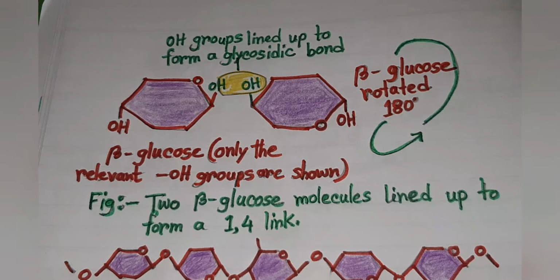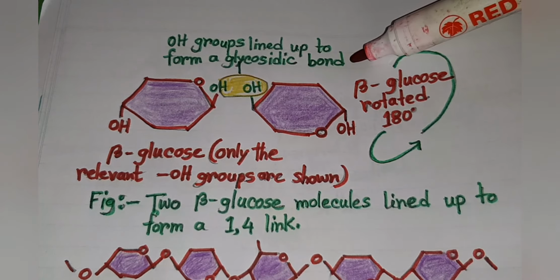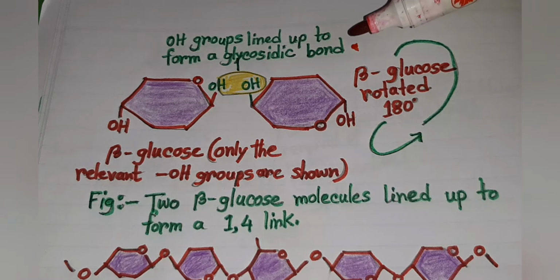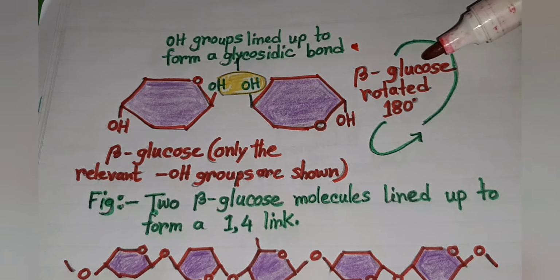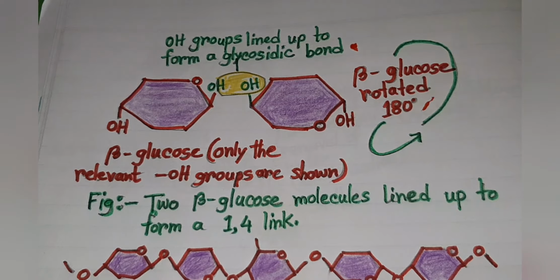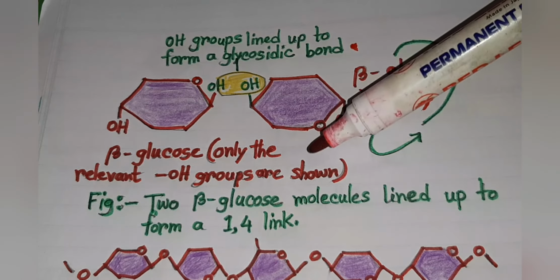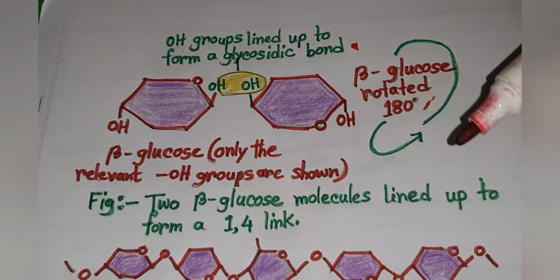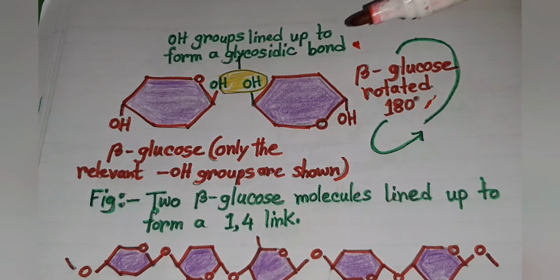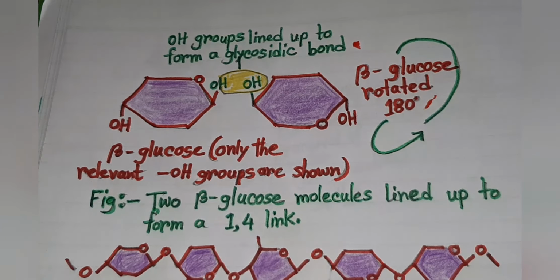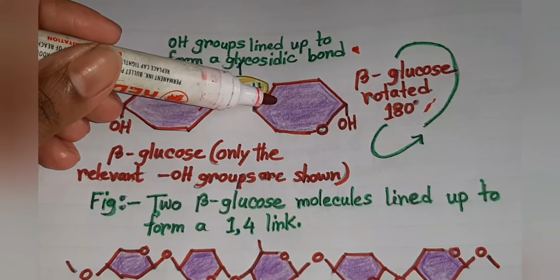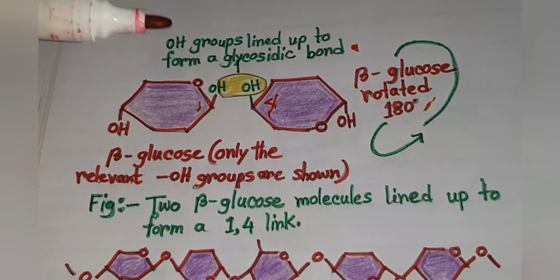Now I'm going to talk about what a glycosidic bond is. This is a glycosidic bond, where hydroxyl groups link up to form it. And here is a beta glucose rotated 180 degrees. Only the relevant hydroxyl groups are shown here. So two beta glucose molecules line up to form a 1,4 link. This one is carbon 1, and here is carbon 4, 1,4.